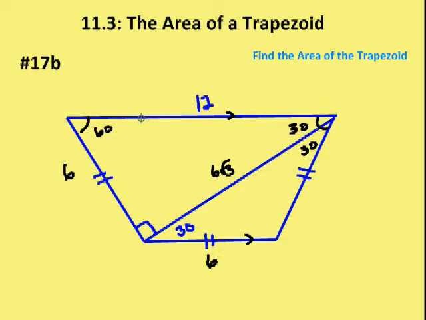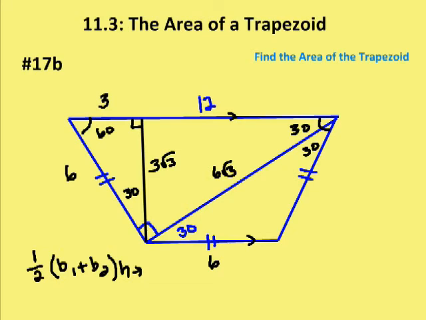And once again, I'm going to draw an altitude here, and I mark off my right angle. I have a 60-degree angle and a 30-degree angle, and I know that the side opposite the 30-degree angle is half of the hypotenuse, which is 3, which leaves me with 3 root 3 as my height.